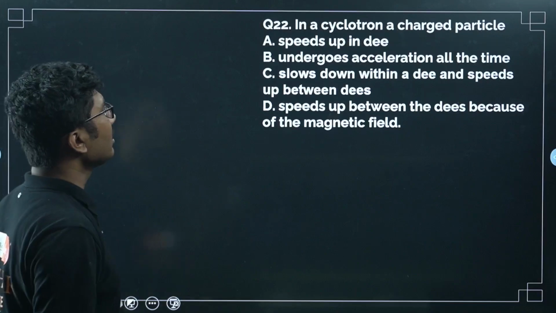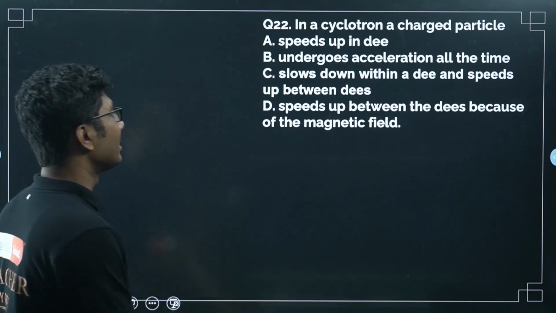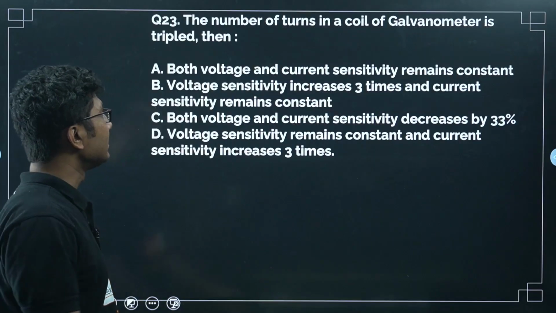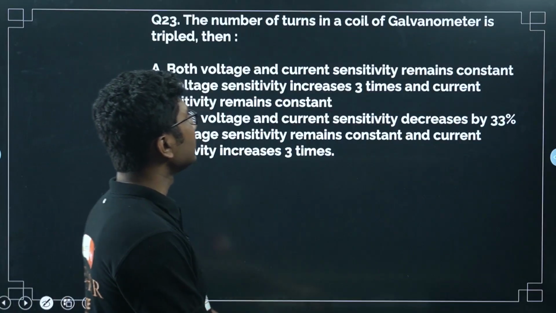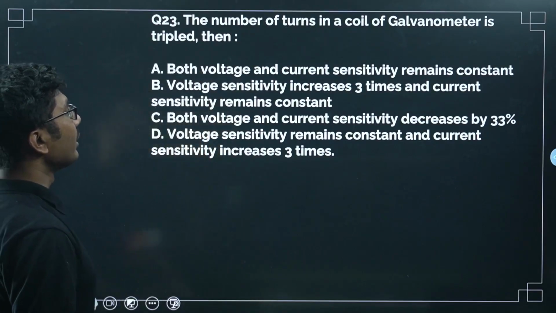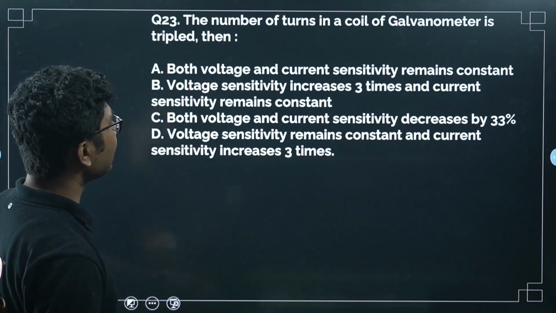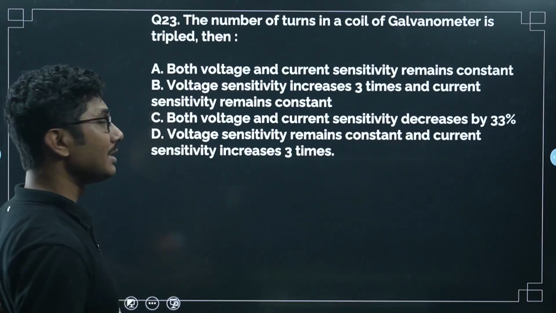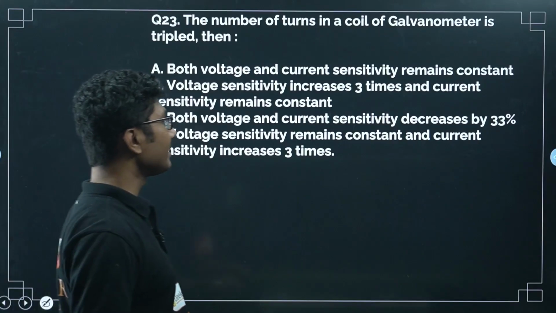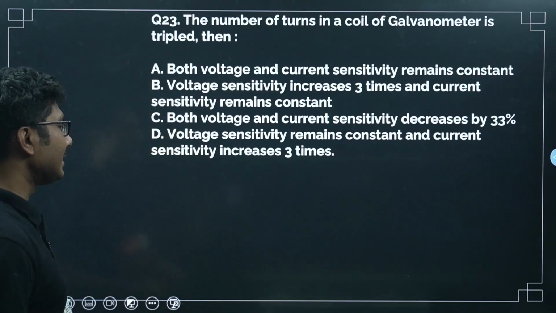In a cyclotron, the charged particle speeds up in d, undergoes acceleration all the time. I am not going to explain; it is deleted. The number of turns in a coil of a galvanometer is tripled. Then: both voltage and current sensitivity remain constant; voltage sensitivity increases 3 times and current sensitivity remains constant; voltage and current sensitivity decrease by 33%; voltage sensitivity remains constant and current sensitivity increases by 3 times.